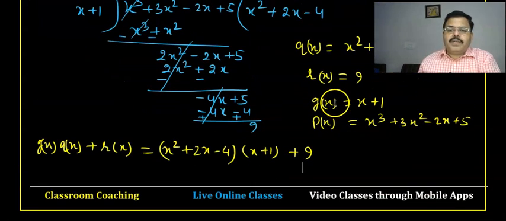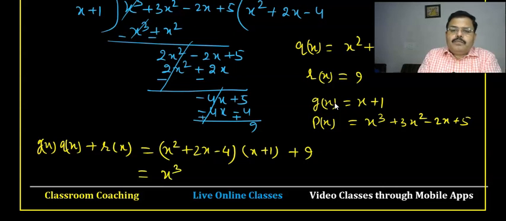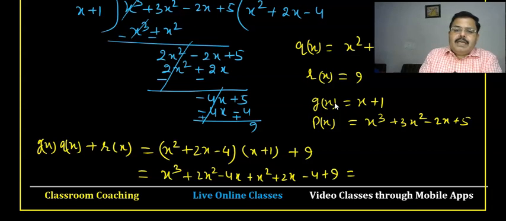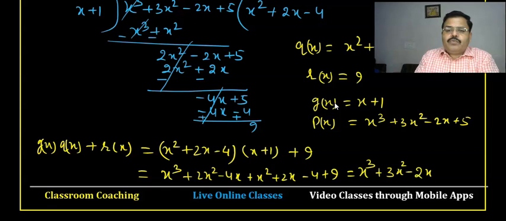If you proceed further, it will be x cube plus 2x square minus 4x plus x square plus 2x minus 4 plus 9. X cube is only one term, 2x square plus x square become 3x square, and minus 4x plus 2x is minus 2x, and minus 4 plus 9 is 5, and this is P(x). So that is proved, isn't it? Verified.